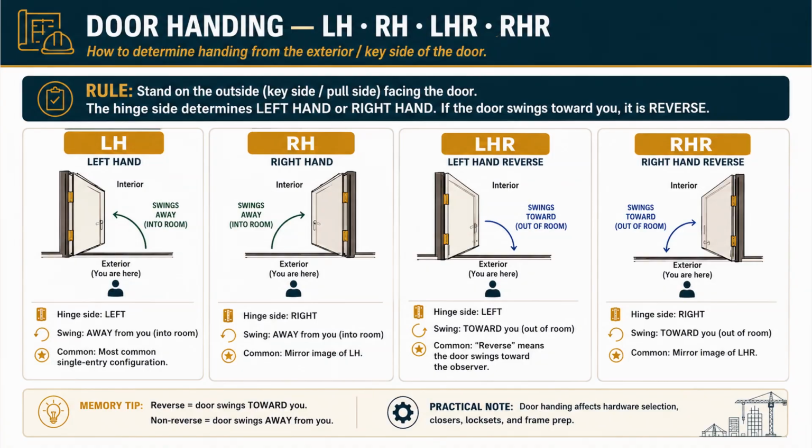This is the slide. If you remember one thing from today, make it this: door handing. And before anything else, read the rule at the top with me. Stand on the outside, the key side, the pull side, facing the door. The hinge side determines left hand or right hand. And if the door swings toward you, it's a reverse. Stand outside, look at the hinges, note the swing.